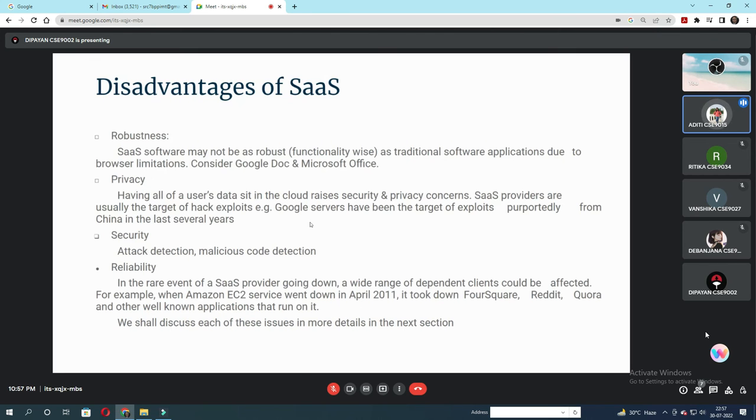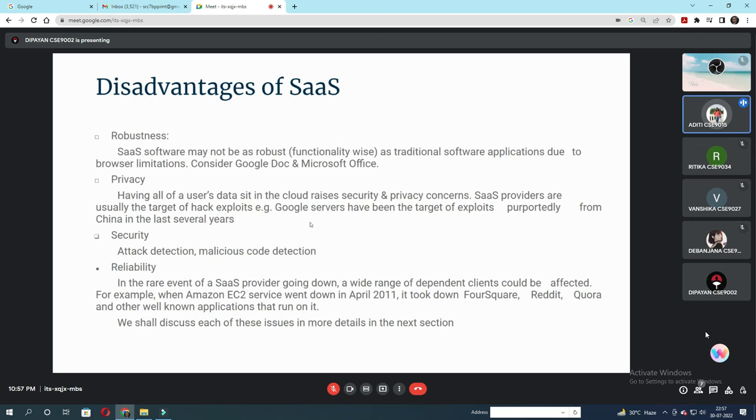So here are the disadvantages of SaaS applications. The first one is robustness. SaaS software may not be as robust as traditional software applications due to browser limitations. Next one is privacy. Having all of a user's data in a cloud raises security and privacy concerns. SaaS providers are usually the target of hack exploits. The third one is security. It detects attacks and malicious code.